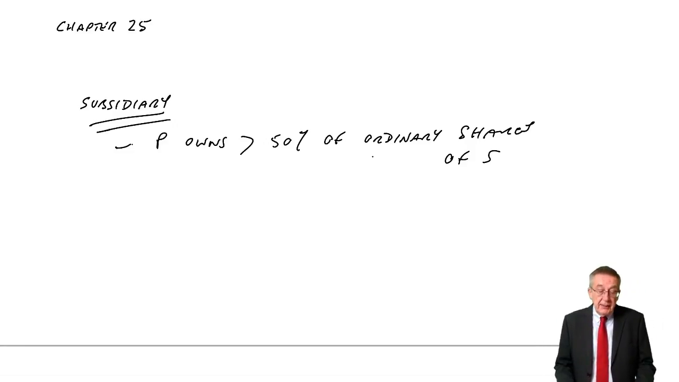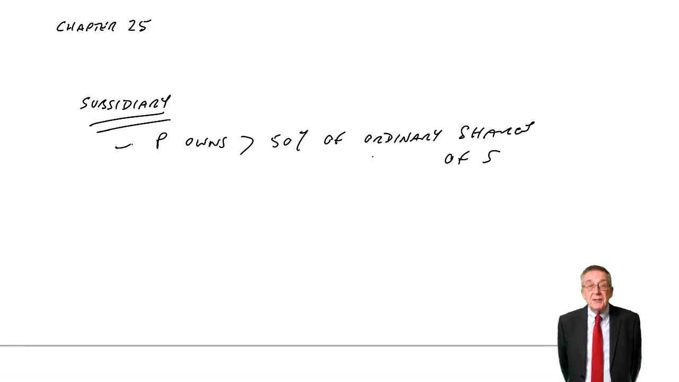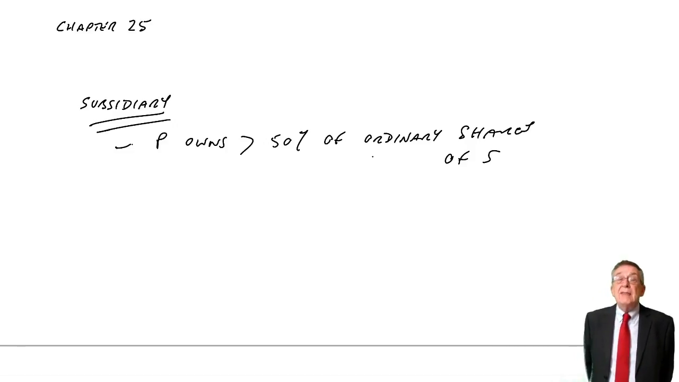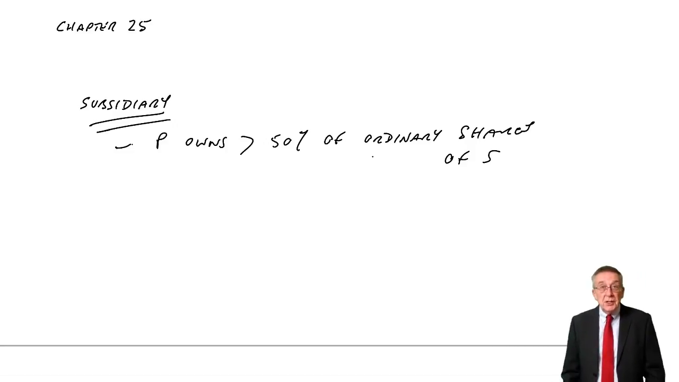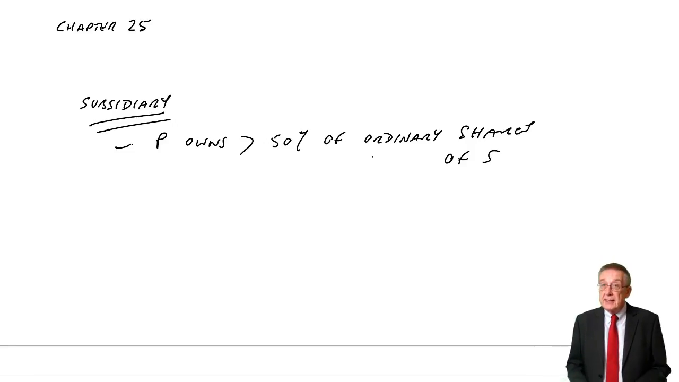And finally, which is actually the end result's the same, power to cast the majority of votes at meetings of the directors. Whenever the directors have a meeting, if we can control the vote, we effectively can control how the company's run. Again, we'd consolidate.